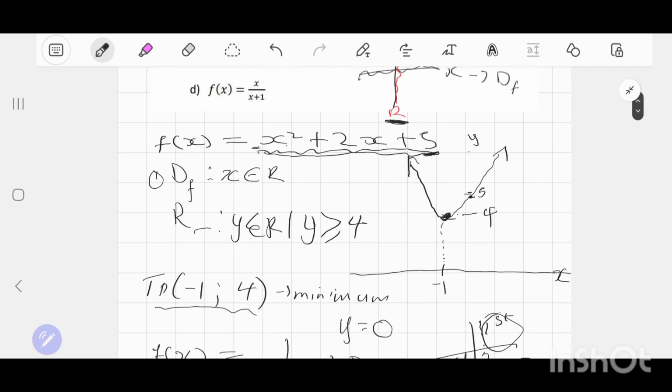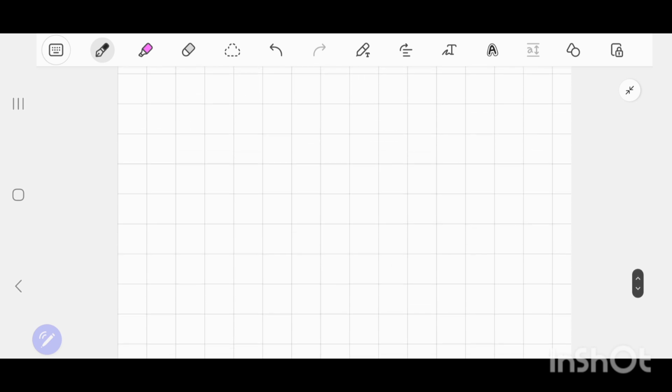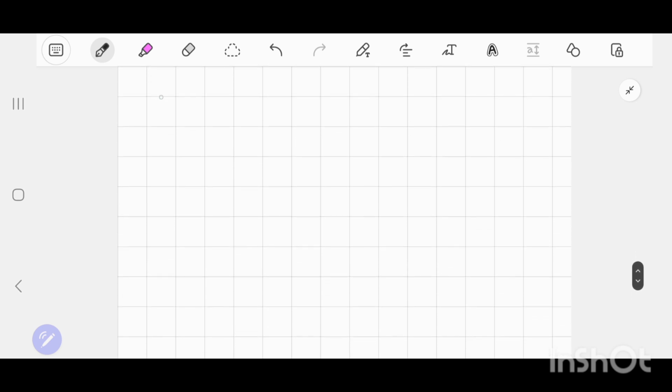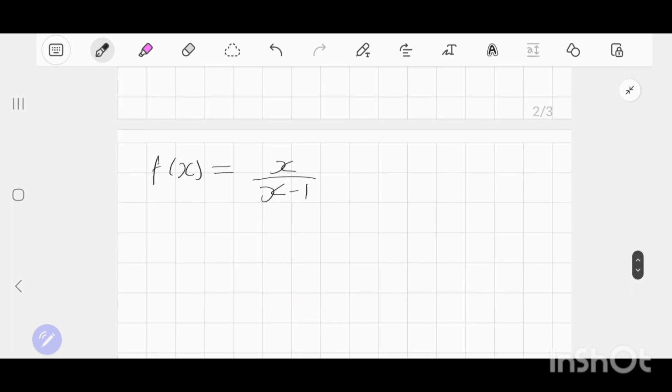Our last function is this one, this type of function. So this function, people, is of this nature. F is equal to x over x plus 1. Let me go and confirm. Oh, plus 1 in this case is plus 1. So if you really see, people, you may ask yourself, what type of function is this? It's also a rational function, but it's in a hyperbolic nature.